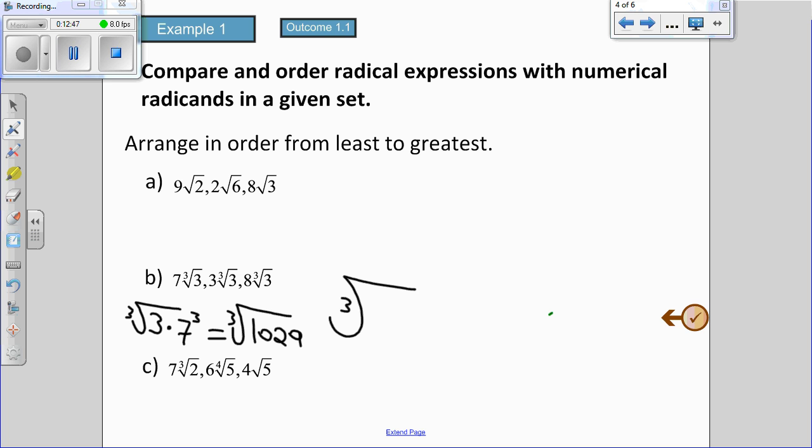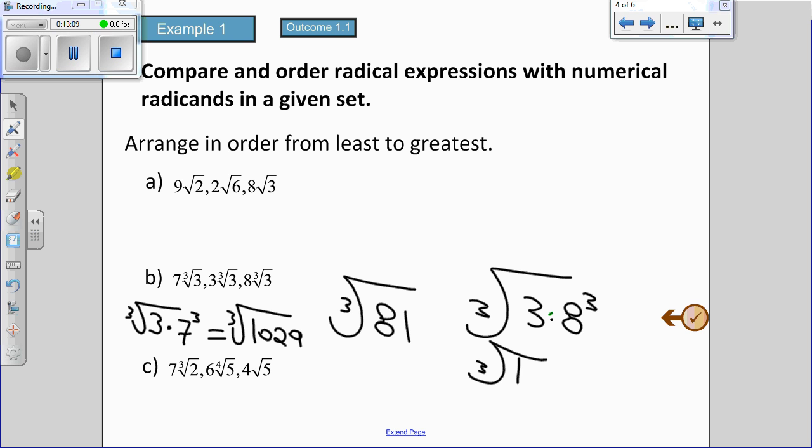The third one, the 8's coming under, so it's going to be the cube root of 3 times 8 to the power of 3. 8 to the power of 3 is 512, times 3, so we're going to do the cube root of 1,536. Hope you guys are getting the same answers. You're marking yourself.